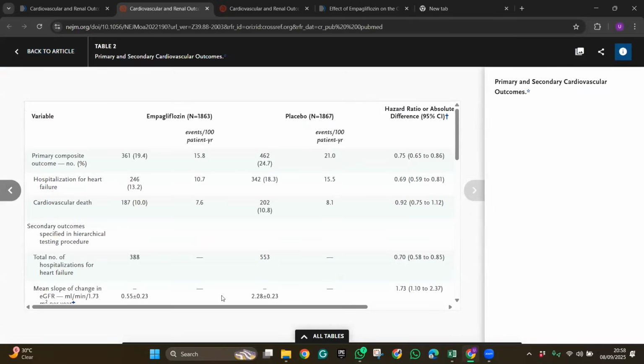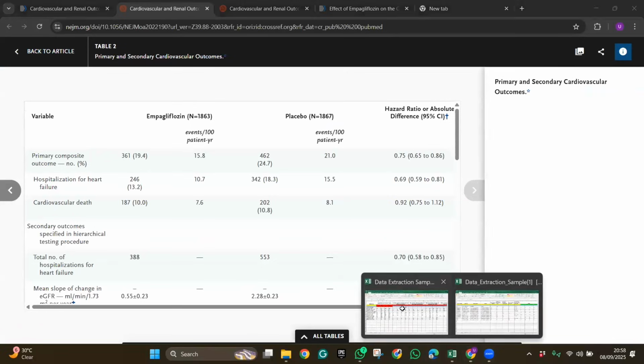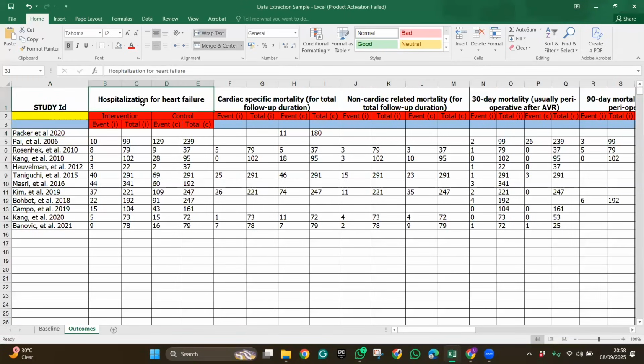You're going to copy this. You're going to copy hospitalization for heart failure. You're going to paste it here in your extraction sheet. Can you guys see hospitalization for heart failure? Similarly, you're going to copy all the outcomes that are reported in this Packer et al. study, and then you're going to keep on pasting it here.